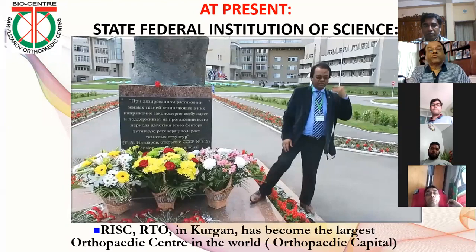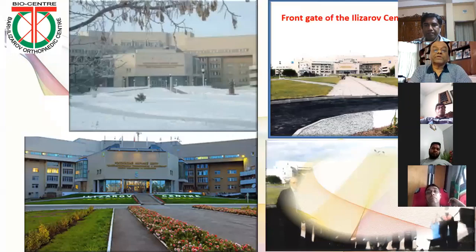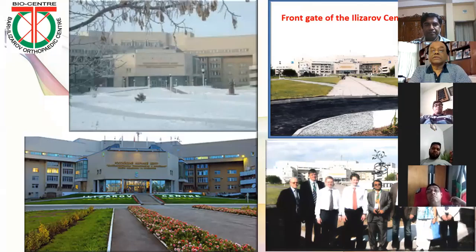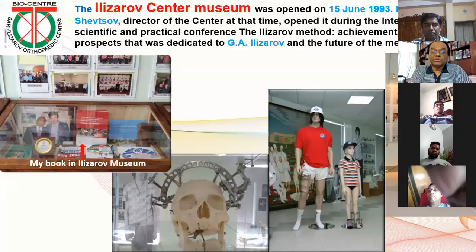Four times, three times, or two times, depending on your case, you can do that. And everybody is following these. This is in winter season. Now compare, beautiful front gate of the Ilizarov Center. And you can see, this is the museum. If you don't see it, you will not be able to realize what the museum is about.